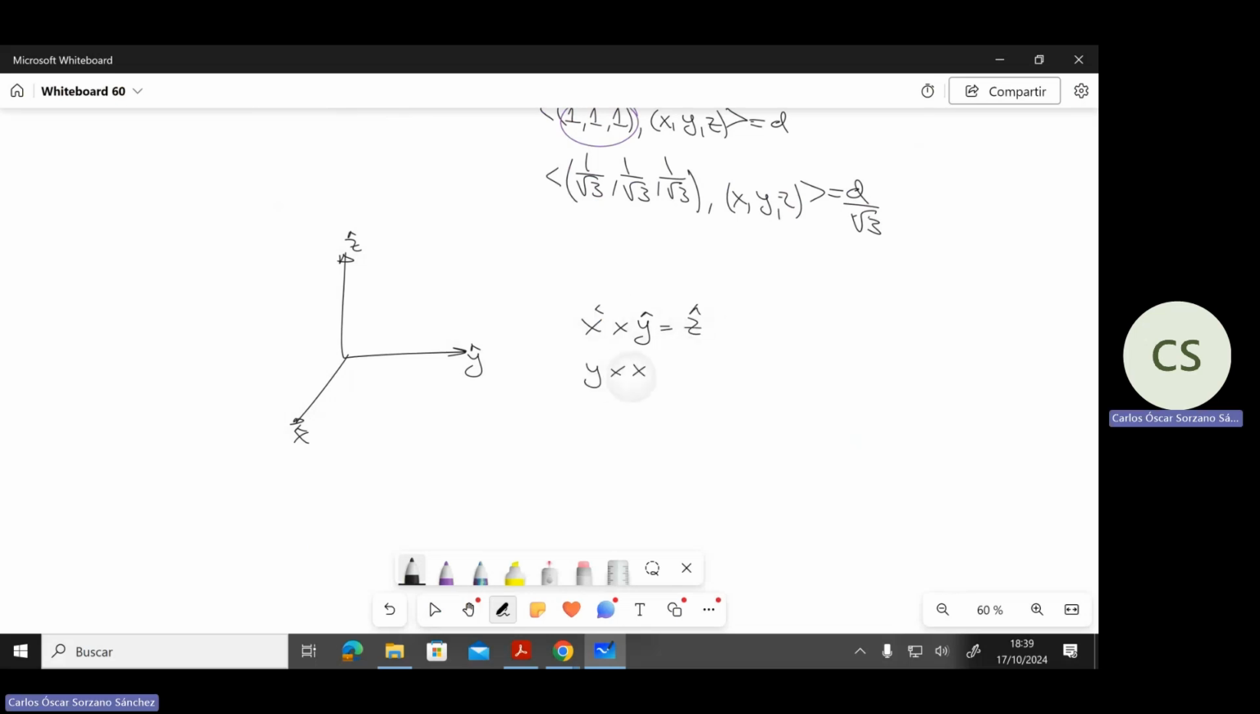Then Y times X, Y times Z is equal to X. And then, what else? Z times X. You are shifting all the time one to the left. So this one is easy to remember. If you shift it to the left, you have Y times Z is equal to X. You shift it to the left, Z times X is equal to Y.